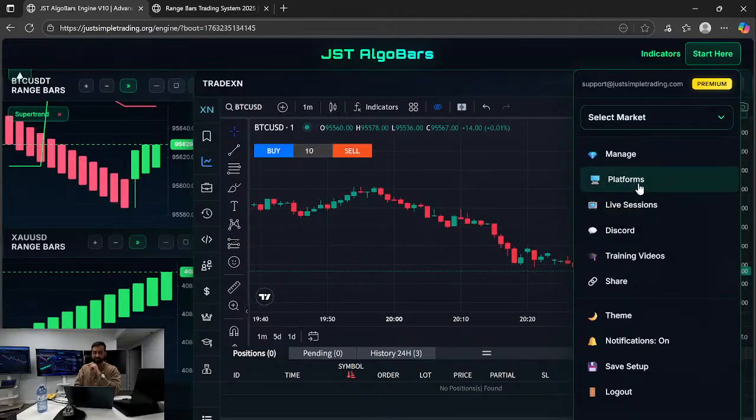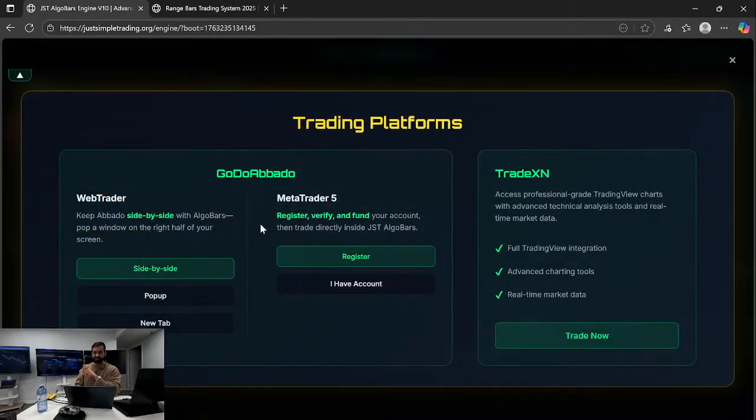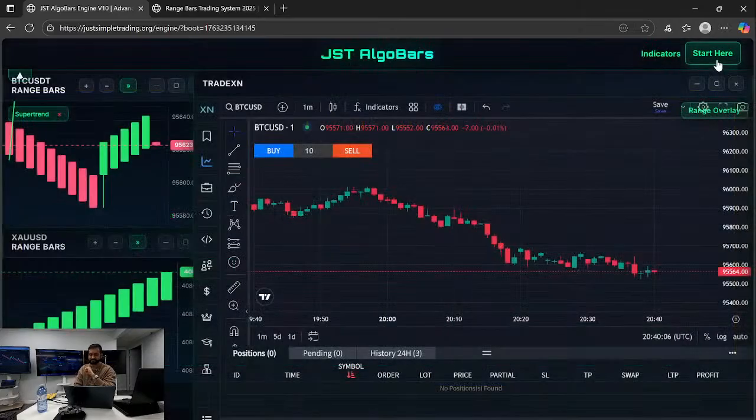Now, if we go to platforms right here, you can open any platform you want. So the Botto Web Trader, I know a lot of people are on the Botto Web Trader. You can have that side by side. You can go to MetaTrader 5, that's integrated. If you make a MetaTrader account, it's integrated into our platform, so it opens right there. You can have the range bars overlay on MetaTrader 5. And TradeXN is integrated too, so it opens inside the platform and also has the range bars overlay. You just need to get it once, and you get range bars overlay on all the platforms. All right.